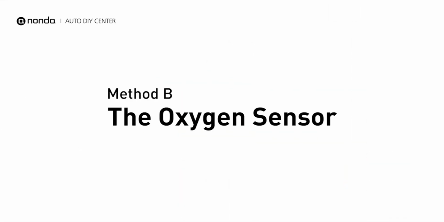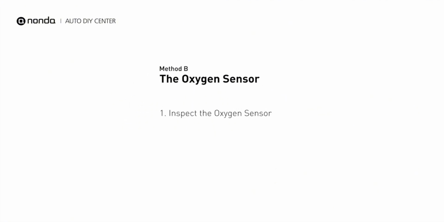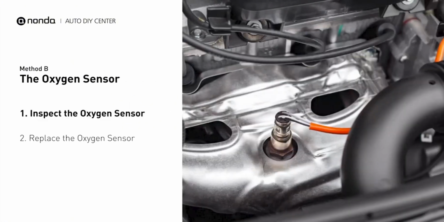Method B, the oxygen sensor. Oxygen sensors are mounted directly onto the exhaust pipe, near the catalytic converter. Begin by locating the specific sensor that is responding too slowly due to age or malfunction.